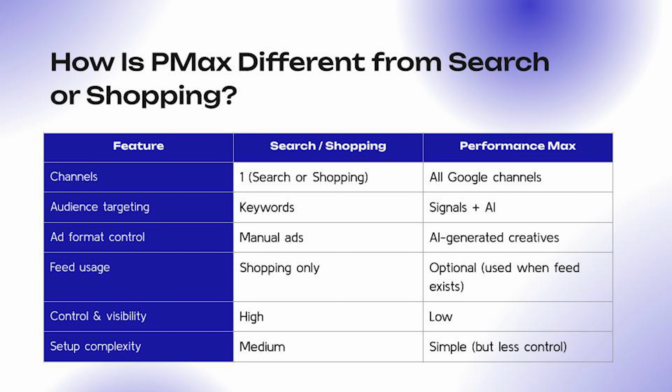Another thing that's different between standard shopping, search, and Performance Max is the amount of control. You do not get as much in Performance Max, that's for sure. You also don't get as much visibility on where Performance Max is running. Recently, there is a beta for channel reports, so you can at least see now how much you're spending on shopping, search, YouTube, discovery, etc.